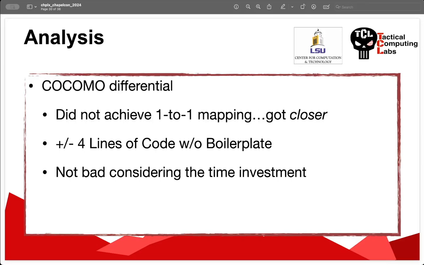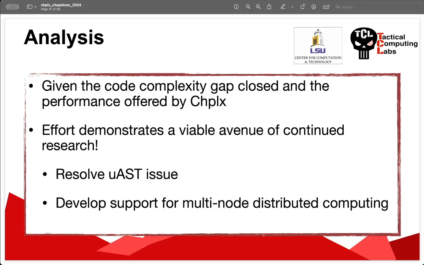As for our COCOMO differential, we didn't achieve a 1-to-1 mapping, but we got closer, within 1 to 4 lines of code without boilerplate added into the equation. This really isn't too bad considering the time investment we made in the implementation. So given the code complexity gap closed and performance offered by ChapelX, we believe this demonstrates a viable avenue of continued research.